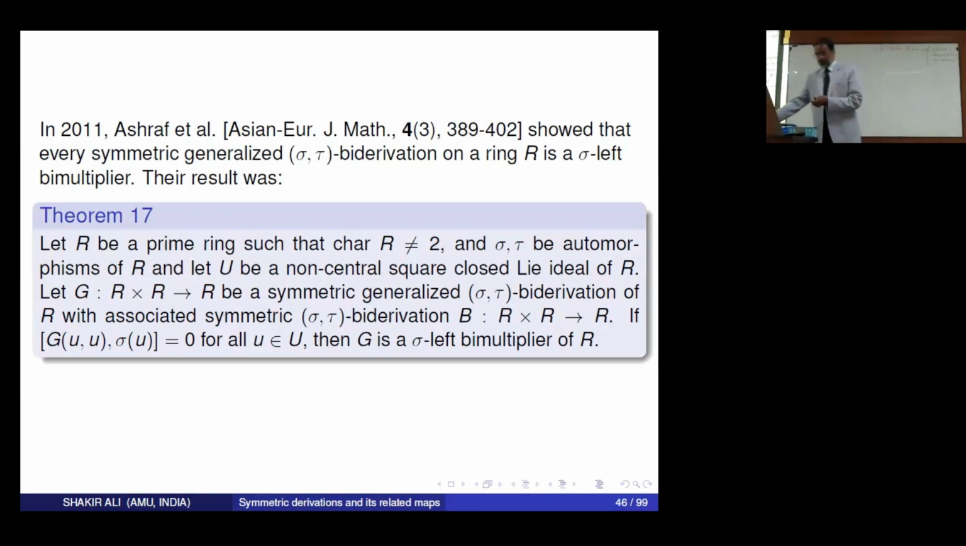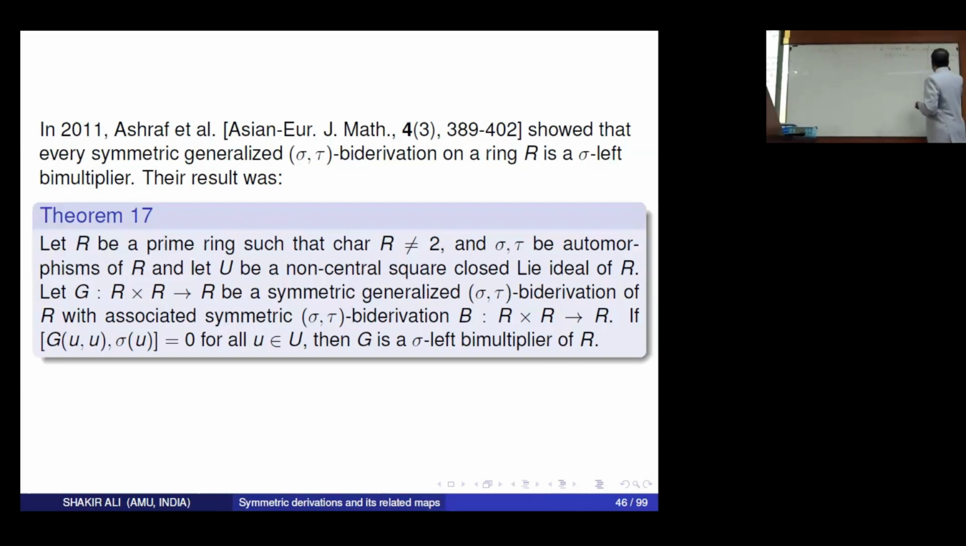So the idea means U is an additive subgroup of R and closed with this product. This product we always mean the Lie product, that is xy minus yx. So this is in terms of commutator.